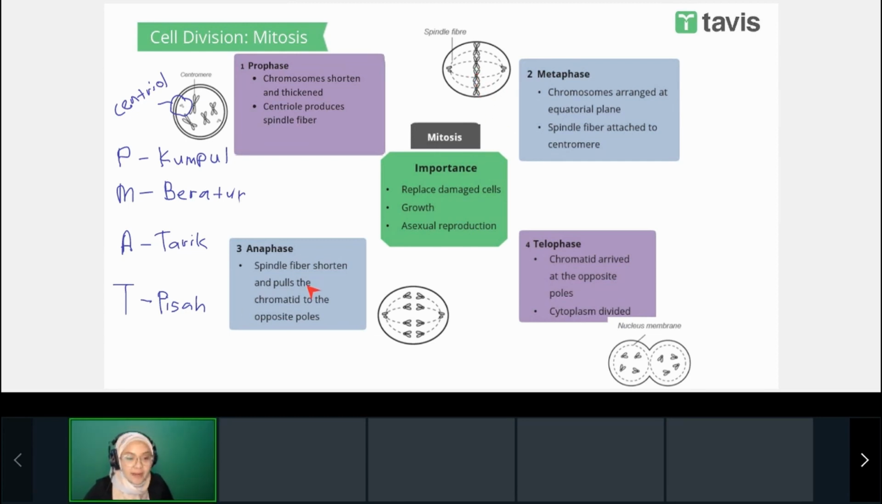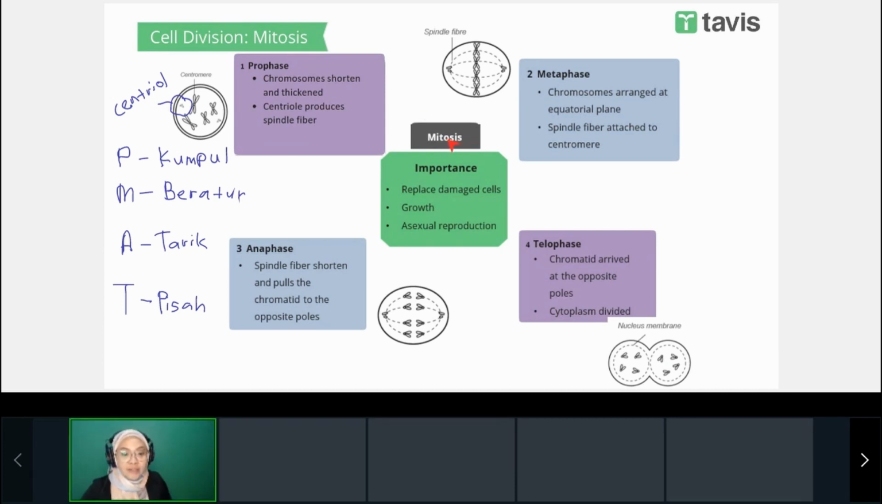Anaphase. Tarik. The chromatids are pulled into the opposite poles. Then what happened during telophase? The chromatids have already arrived at the end of the pole, then they become separated. Please remember Pak Mat. Kumpul, beratur, tarik, pisah. That is mitosis.